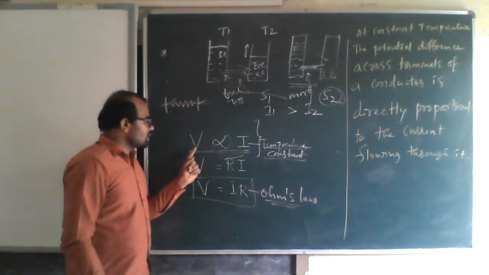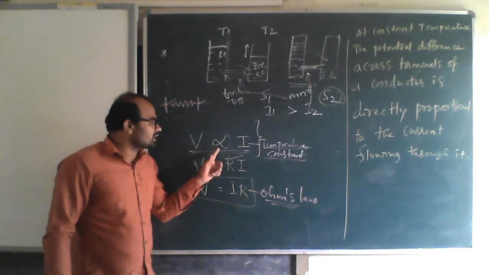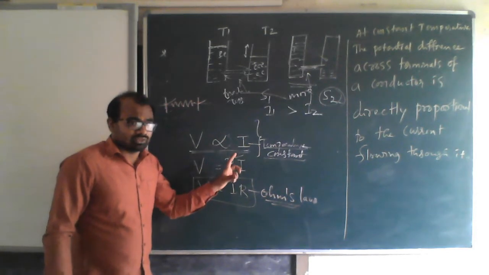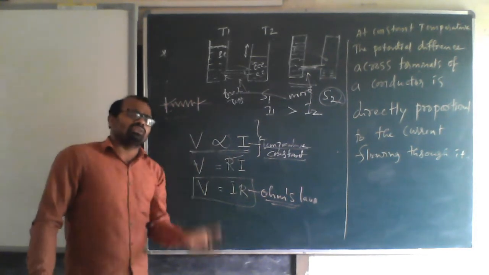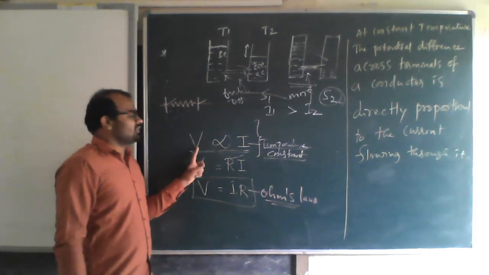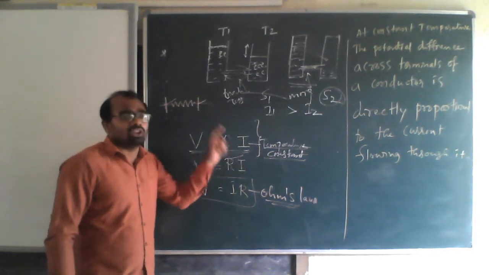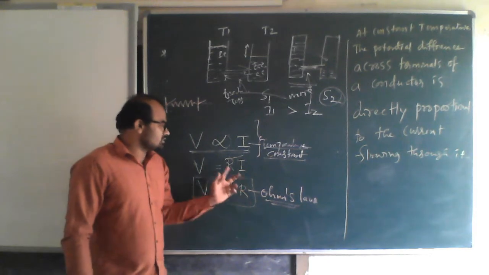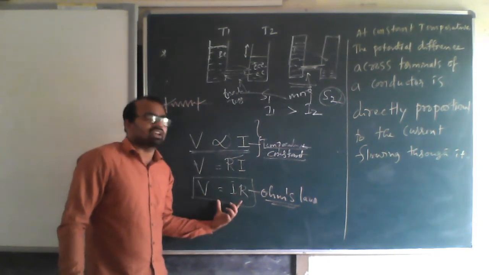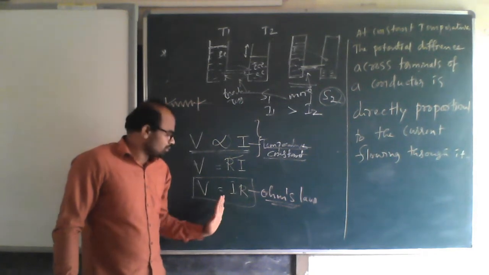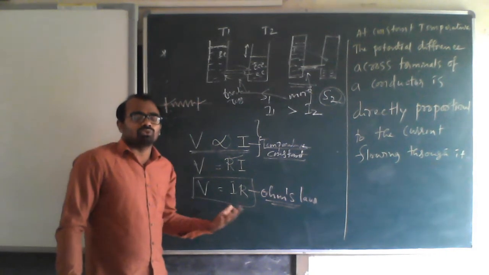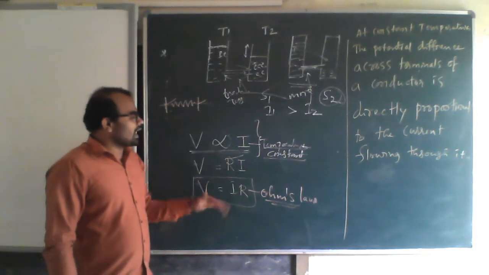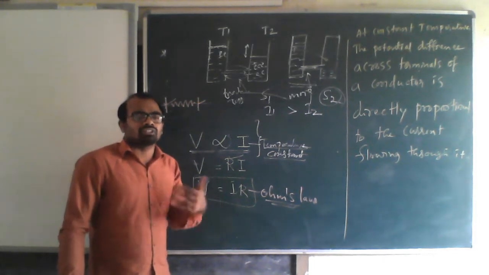The potential difference across the terminals of a conductor is directly proportional to the electric current flowing through it at constant temperature. Or initially you can start with at constant temperature. This is called Ohm's law. So V equal to RI and V equal to IR is the formula of Ohm's law. You have to remember this formula because it will be used in solving numericals. Regarding resistance and the factors on which resistance depends, we will see in the next class.